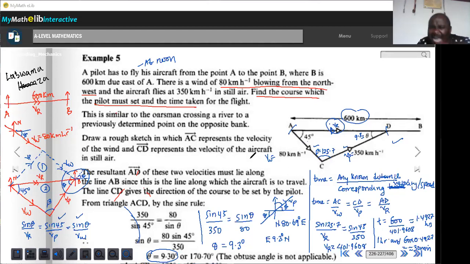Now, if the question says, at what time will the plane reach airport B? If it set off at noon, it means noon is 12, not so? So you add 1 hour and 30 minutes. The answer will be 13:30 hours, which is 1:30 p.m., or 30 minutes after 1 p.m. That is how we read the clock. So with this, you are reading the clock. You can read the clock in 24 hours. You can read the clock in 12 hours.